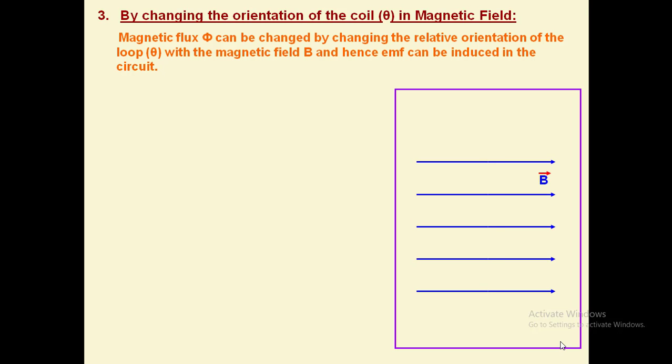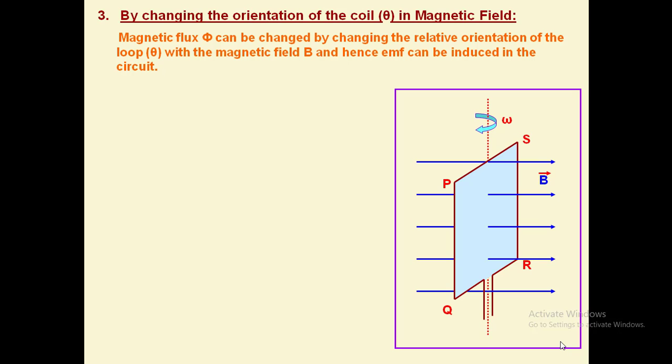The magnetic field, which is uniform. Now there is a coil, it is a rectangular coil. Now I am going to rotate the coil. Whenever I rotate the coil in clockwise direction, that is a normal, and both the normal and magnetic field are separated by an angle theta.